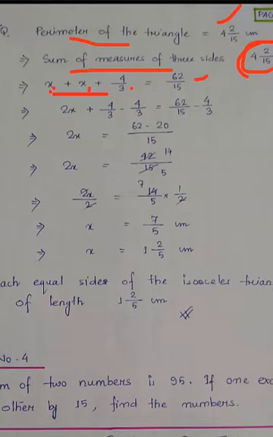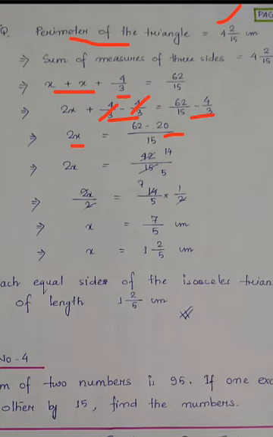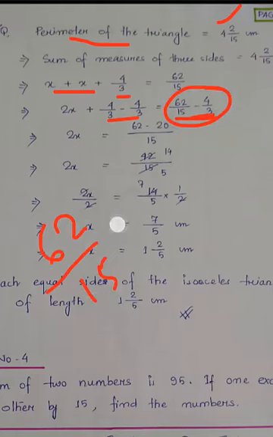Now, we have to make these variables x and x independent of this 4 by 3. Therefore, from both the sides, we have to subtract 4 by 3. As a result, 4 by 3 and minus 4 by 3 will get cancelled. While on the other side, 15 will be the LCM. How this part is obtained is also shown in the explanation part. On the right hand side, we have 62 by 15 minus 4 by 3.